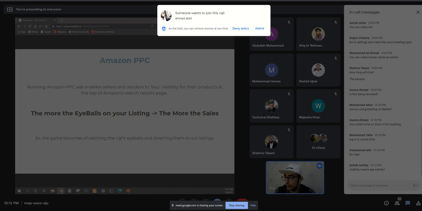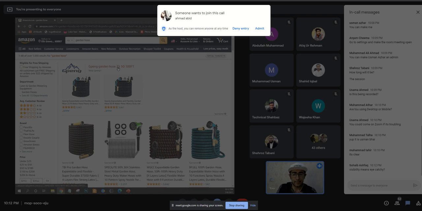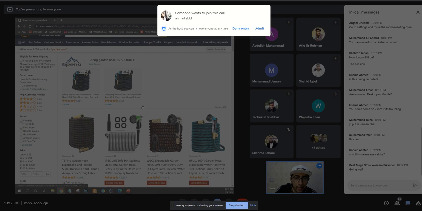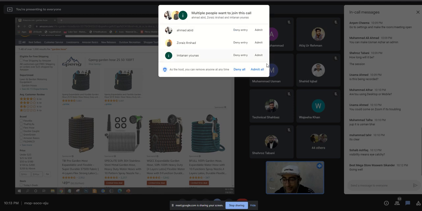So what Amazon did was, for example, this is a basic Amazon search page. What happens is I just search garden hose. This is the product. Now Amazon has given this space to sellers for some money. This is pay per click. If I click on this listing, some money would be charged from that seller's account.